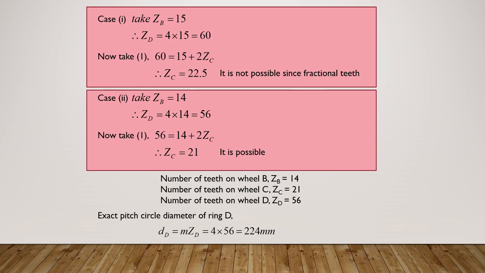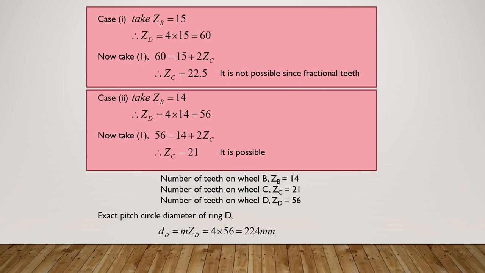Since we get a whole number, 21, this can be taken into consideration. So this is the exact answer: 21 is the number of teeth in C, which you got when you took ZB as 14. So here is the final answer: ZB has 14 teeth, ZC is 21, and ZD is 56. The second case is the final answer.